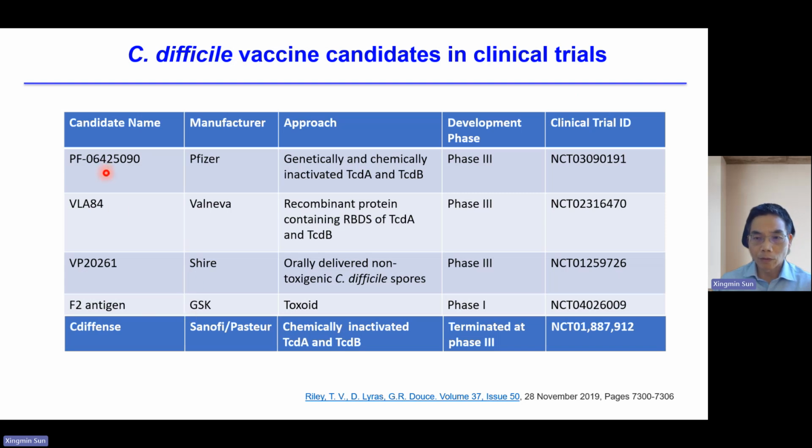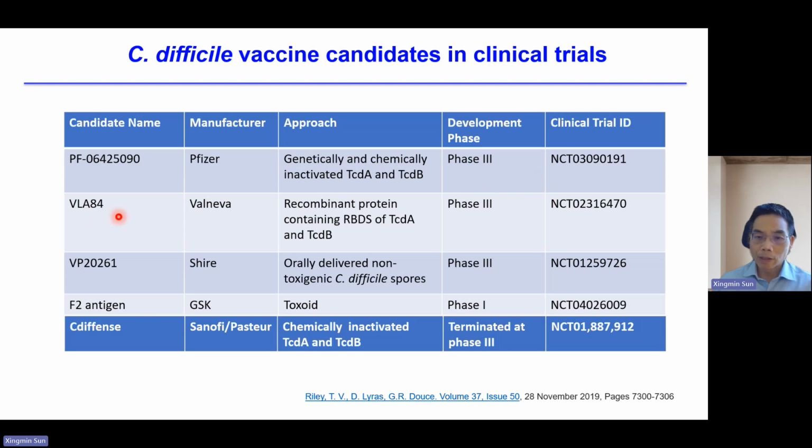The first one is the product from Pfizer, and this vaccine candidate includes genetically and chemically inactivated toxin A and toxin B. It's in phase 3 clinical trial, and the recent update showed that the product didn't meet the goals, and it's not promising.